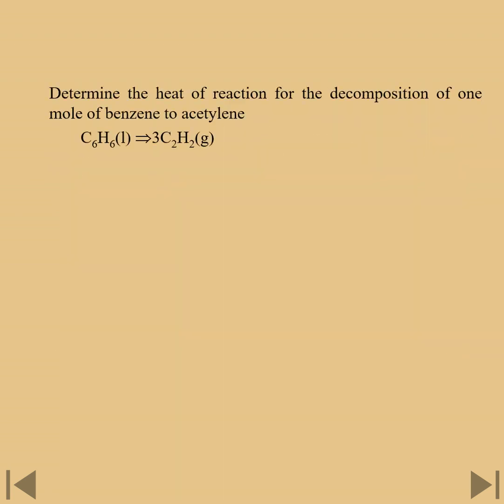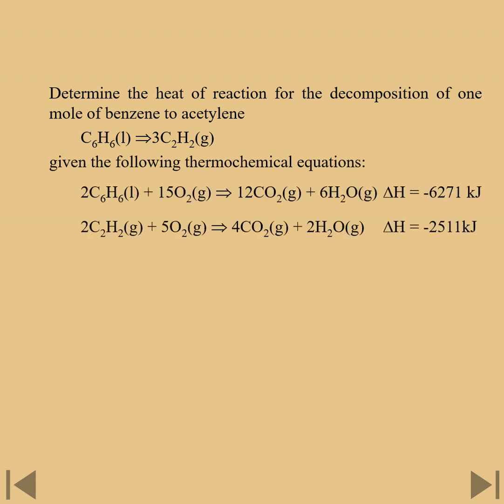Okay, we're asked to determine the heat of reaction for the decomposition of 1 mole of benzene to acetylene. And here's that reaction, and that's our main equation. Then we're given these two other equations, and I hope that reminds you that when you're given multiple equations, the idea is to add these bottom two together to get our desired primary or main equation.